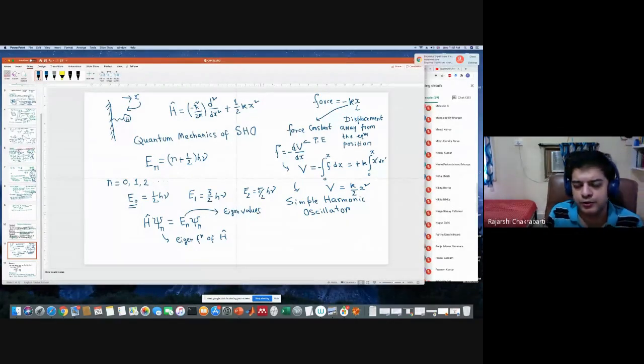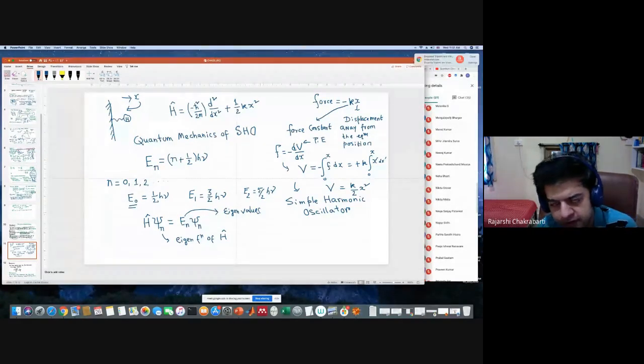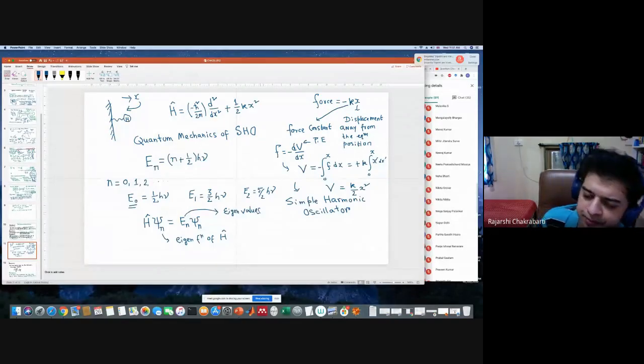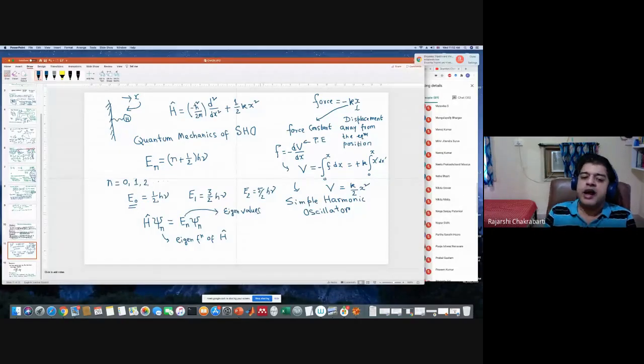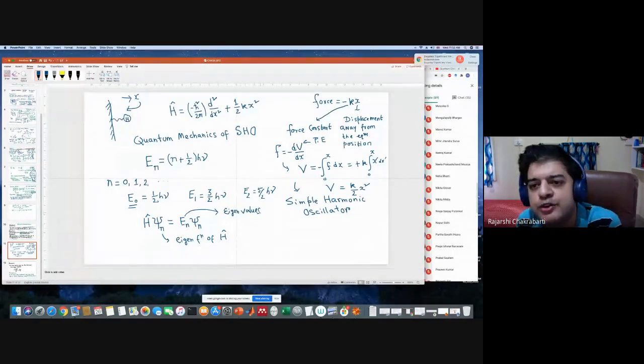So I now go back to postulate 3. If I design an experiment, and in that experiment I measure the energy of the one-dimensional harmonic oscillator, each time I measure, I will get one value of energy, and that value has to be one of these eigenvalues. I measure this time, I get 3 by 2 h nu. Next time I get 5 by 2 h nu. Each time I get a different eigenvalue, or I can get the same, if possible. But I cannot get anything which is not an eigenvalue.